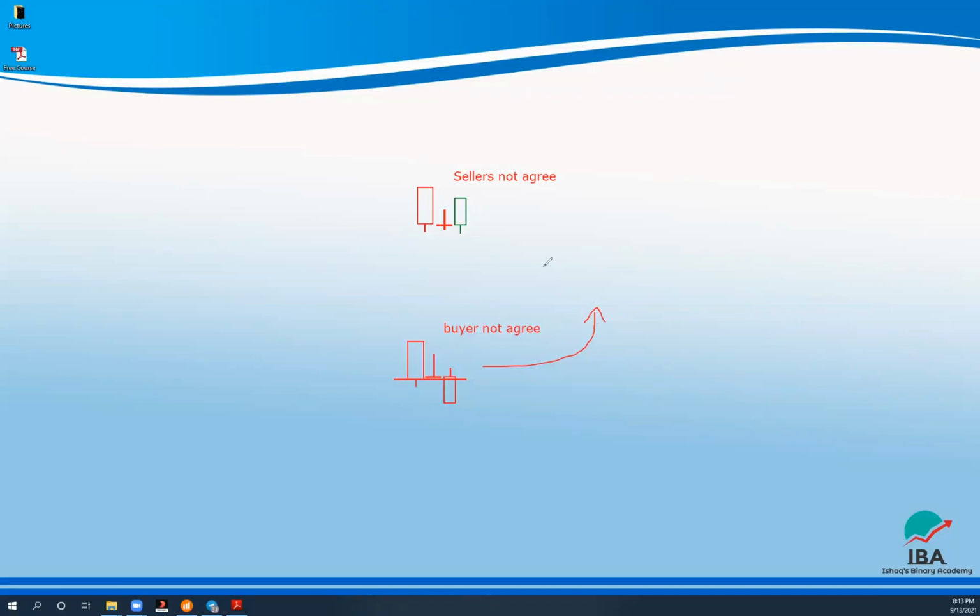So now what we understood is why the doji happens in the market. If there is a green candle and then a red candle, and the sellers are unable to create a red candle, then they will create a doji. Same here. So this is not written in any book.